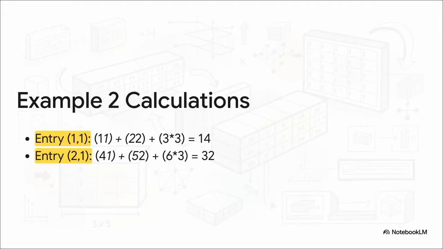So for that top number, we grab the first row of A and the only column of B. Multiply them up, 1 times 1 plus 2 times 2 plus 3 times 3, that gives us 14. For the bottom number, we use the second row of A and that same single column from B. So 4 times 1 plus 5 times 2 plus 6 times 3, which gives us 32. See? It's the exact same method. It doesn't matter what the shapes are.